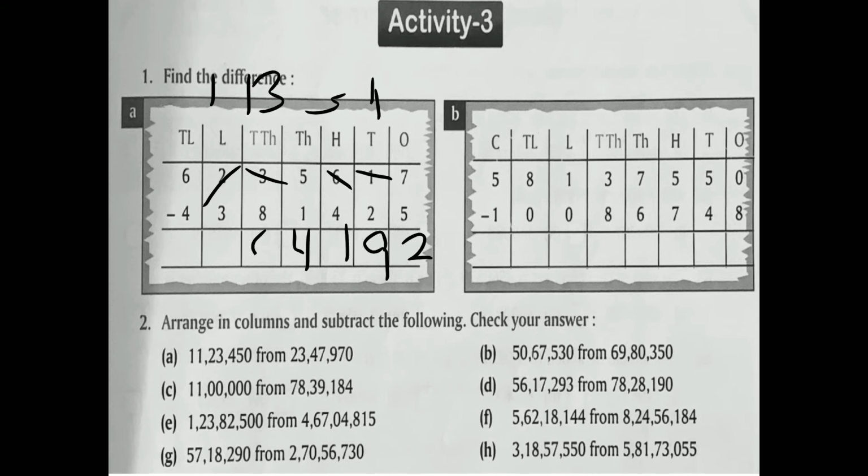13 minus 8, 5. 1 minus 3, not possible, take from 6. It becomes 11. 11 minus 3 is 8. And 5 minus 4 is 1. So the answer is 1854192. Now B part. From 0 you can't minus, so you take from 5. 0 becomes 10. 10 minus 8 is 2.